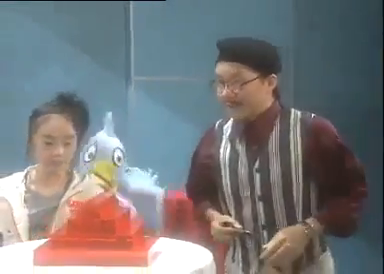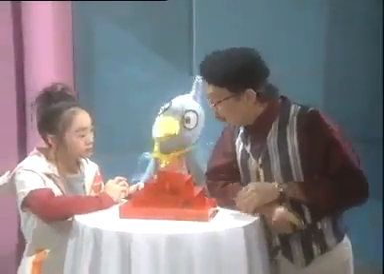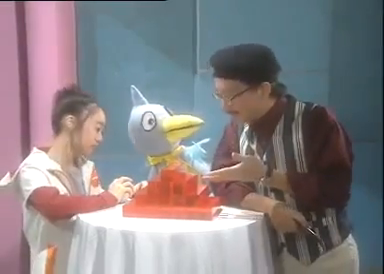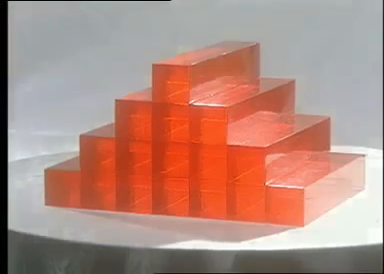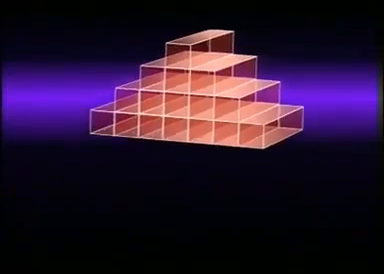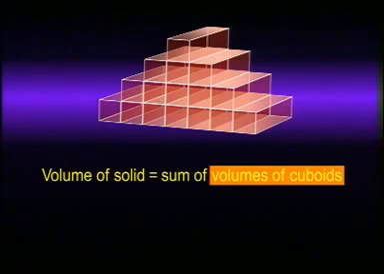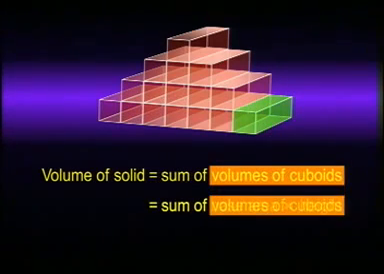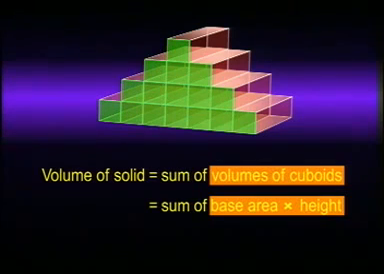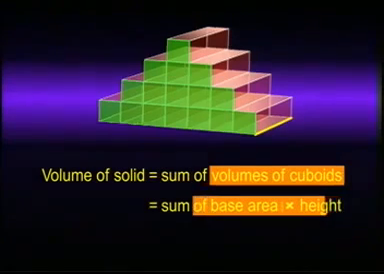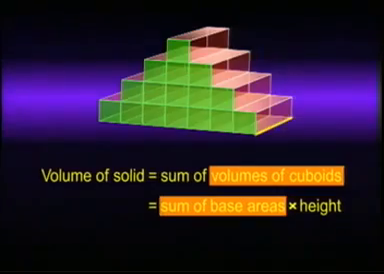Yes, but the volumes of other prisms also equal base area times height. Take this wooden ornament. Does it give you any ideas? This solid ornament is made up of many cuboids. The volume of the solid equals the total volumes of the cuboids. As the volume of a cuboid equals base area times height, and all the cuboids have the same height, we can first add together the areas of all the rectangular bases. Then multiply that figure by the height. In other words, the volume is the total sum of the base areas times height.